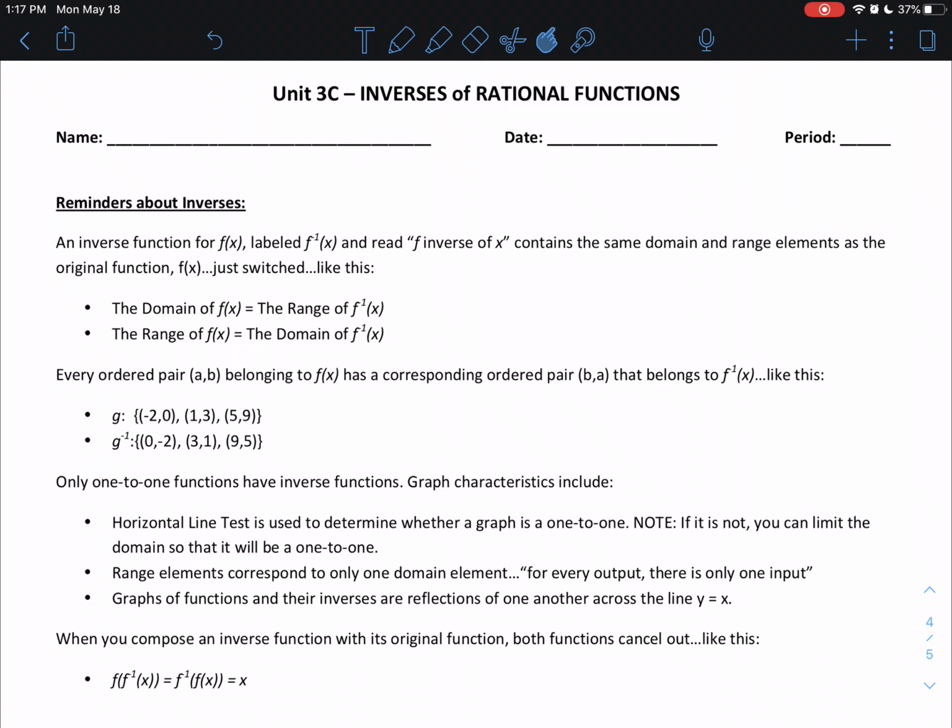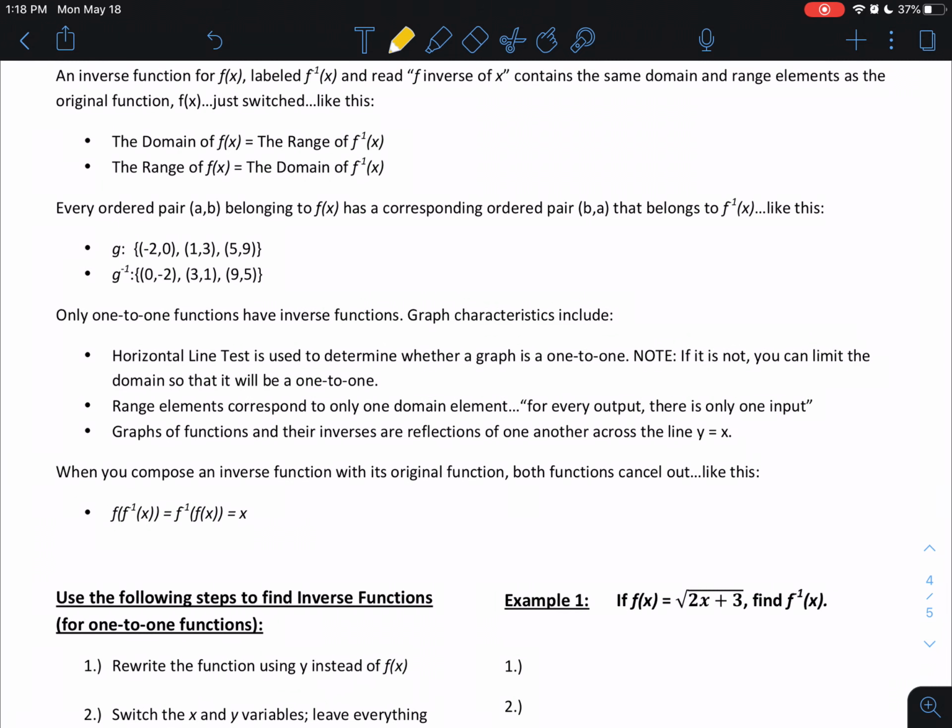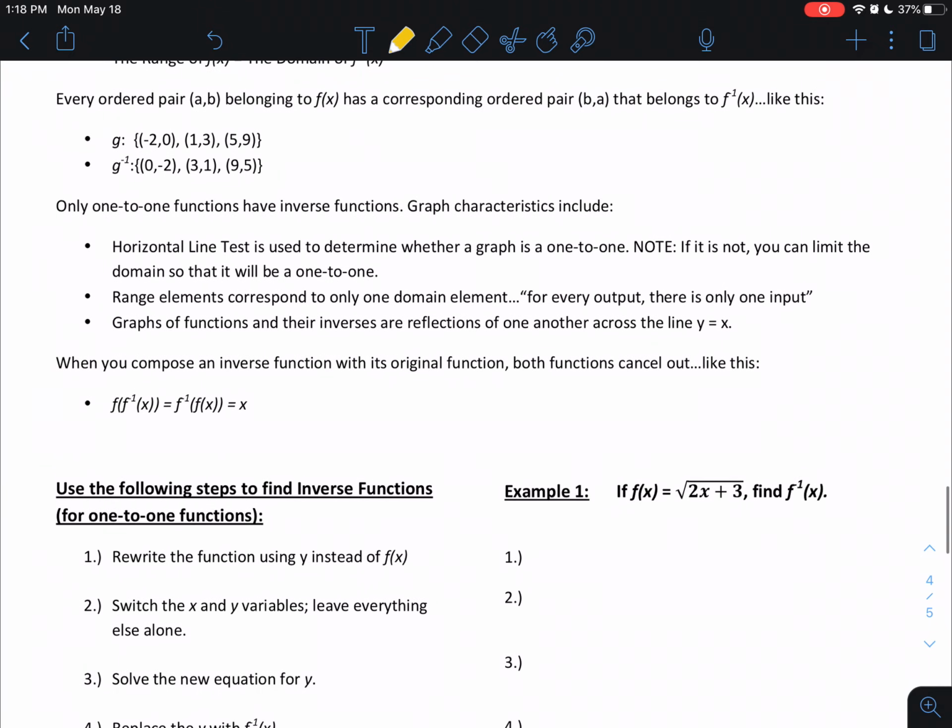So the domain of f of x is going to be the range of f inverse of x. And the range of f of x is going to be the domain of f inverse of x. What that means is if f of x has a horizontal asymptote, that same line is going to be a vertical asymptote for f inverse of x, and vice versa. So yeah, hopefully all of that stuff you can read on your own. It's coming back to you from when we did inverse functions in the first place, because it's all the same rules.